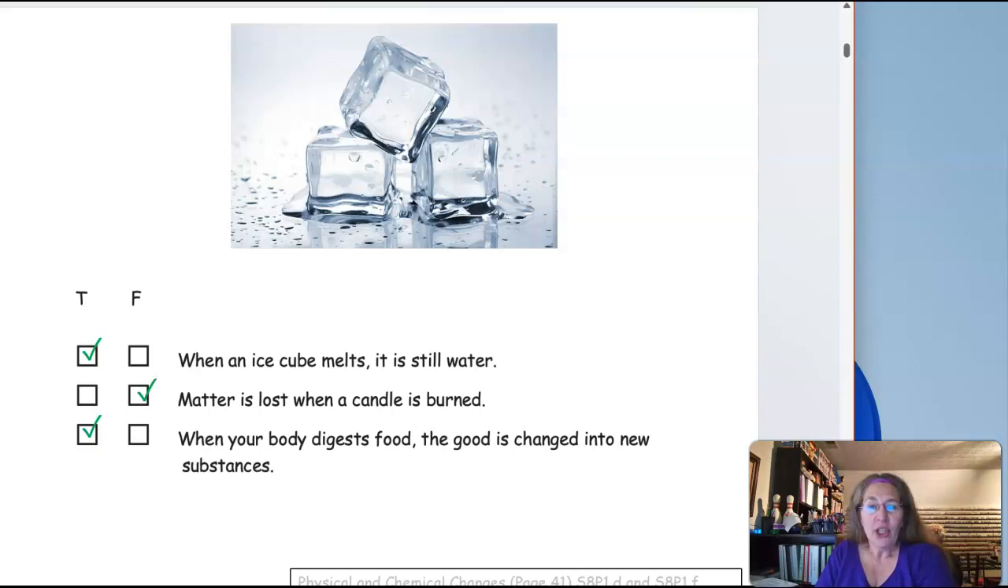And then when your body digests food, the food is changed into new substances.